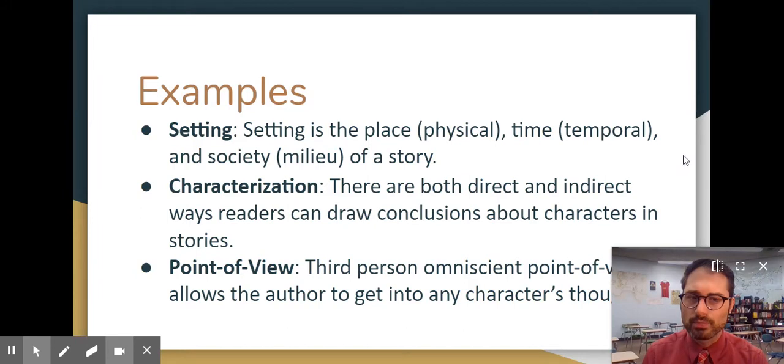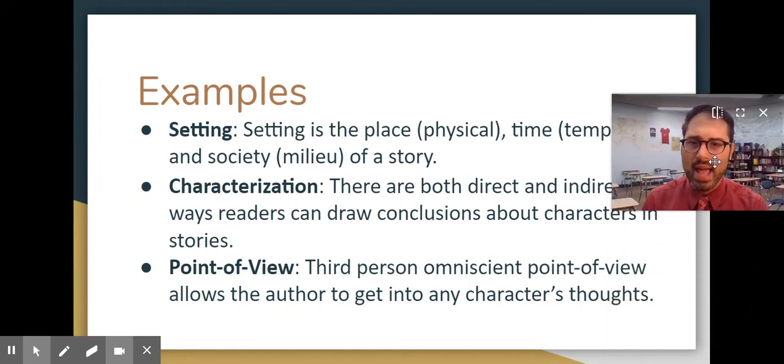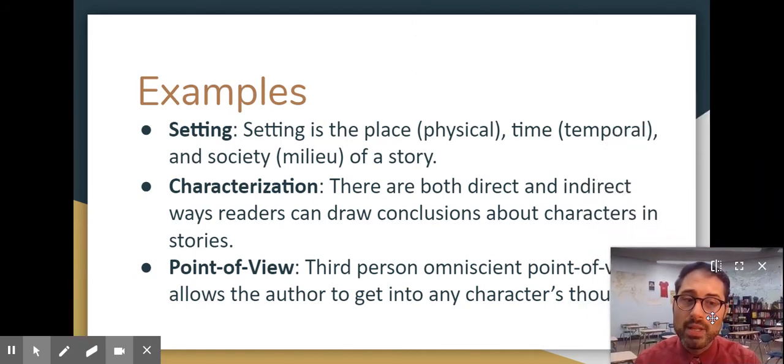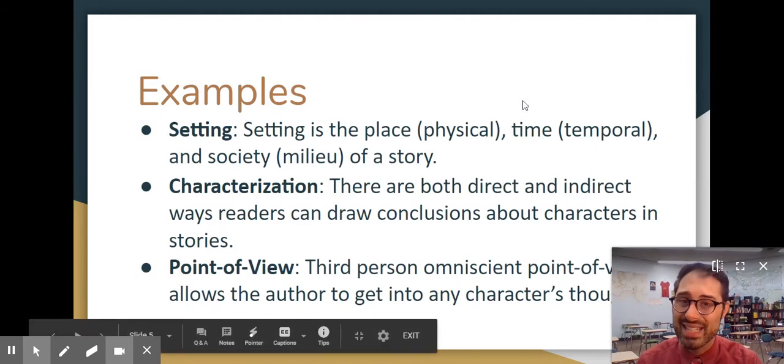And for point of view, maybe I can define that as third person omniscient point of view allows the author to get into any character's thoughts. This is helpful so long as I'm writing about omniscient point of view, but maybe I want just a broad definition of point of view, just like I have a broad definition of characterization or even setting. So we can focus this differently depending on what our writing needs.